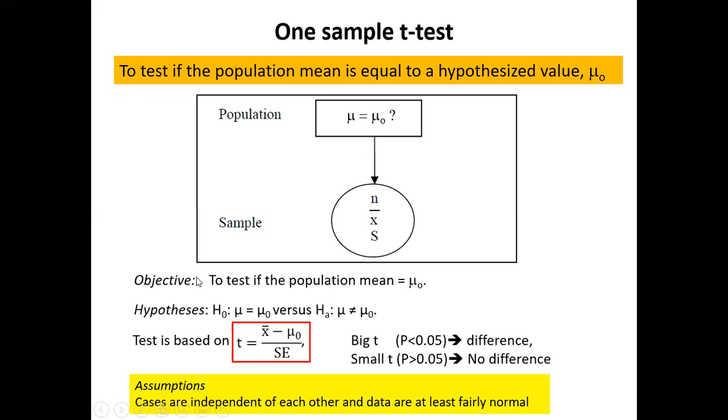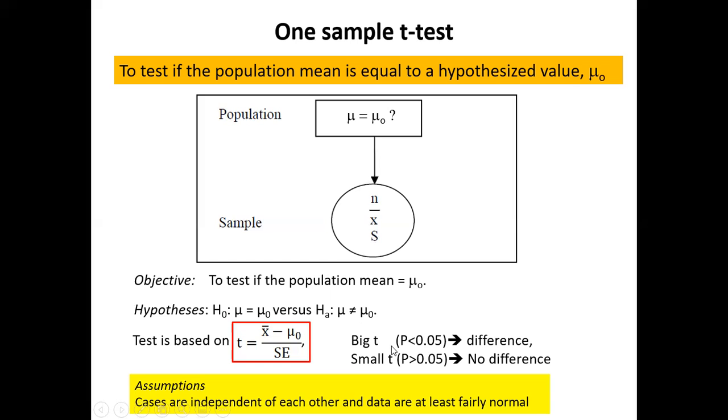Right? The objective is to test if the mean in the population is mu naught. So mu naught is a tested value. Or you can write the hypothesis, objective or hypothesis. H null: the symbol mu is the mean. Mean equals mu naught versus mean is not equal to mu naught. Example, mean BMI is 25 versus mean BMI is not 25.